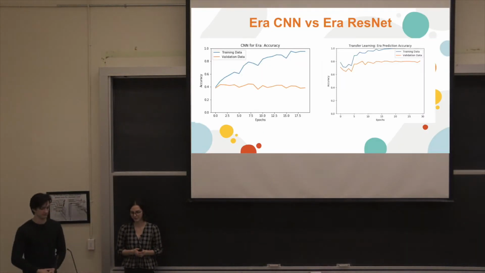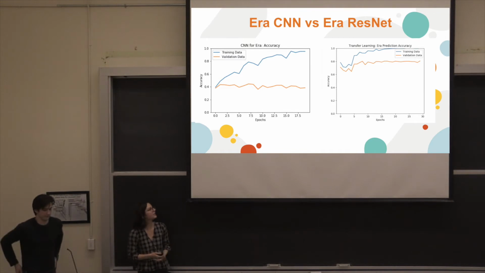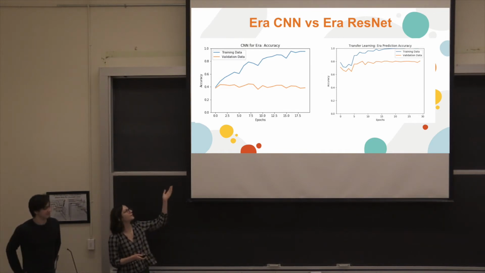Just to show the overfitting of our CNNs and our ResNets, to see why we made the switch. As you can tell, we're overfitting pretty harshly on CNNs, but with ResNets, we're able to train and validate properly.